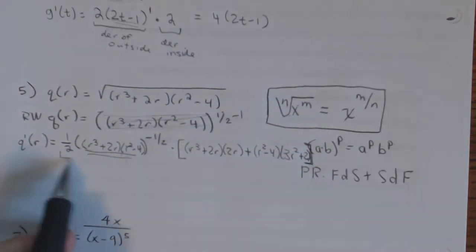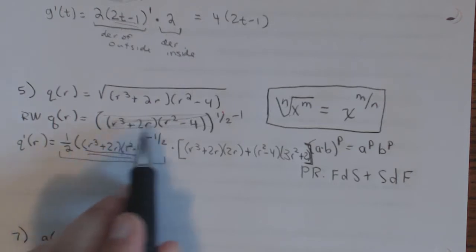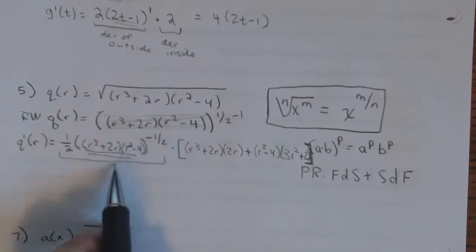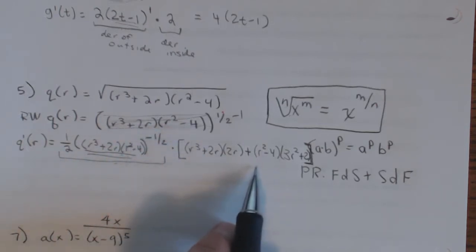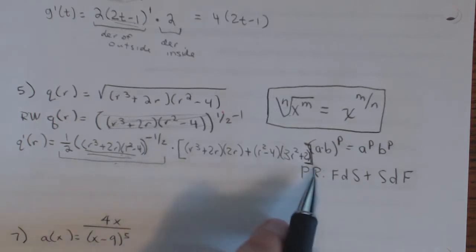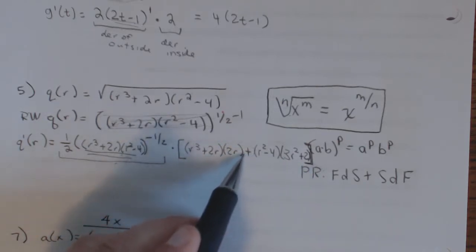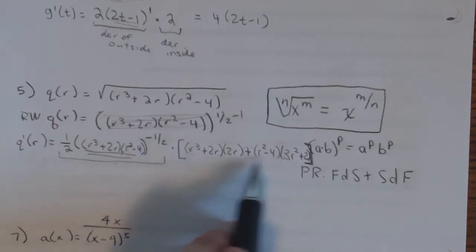So now I have the derivative of the outside, where I pretend there's nothing going on in here, times the derivative of the inside, which is the product rule. Now notice these brackets I put in here. That's because of this plus. So this is one thing, and so that actually belongs to both of these.